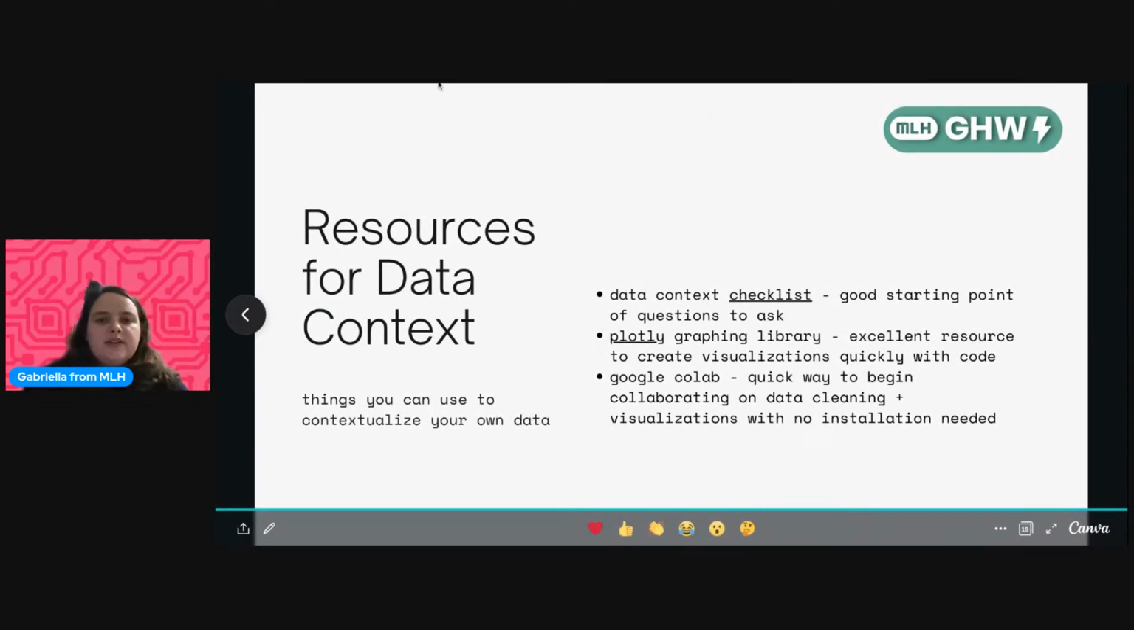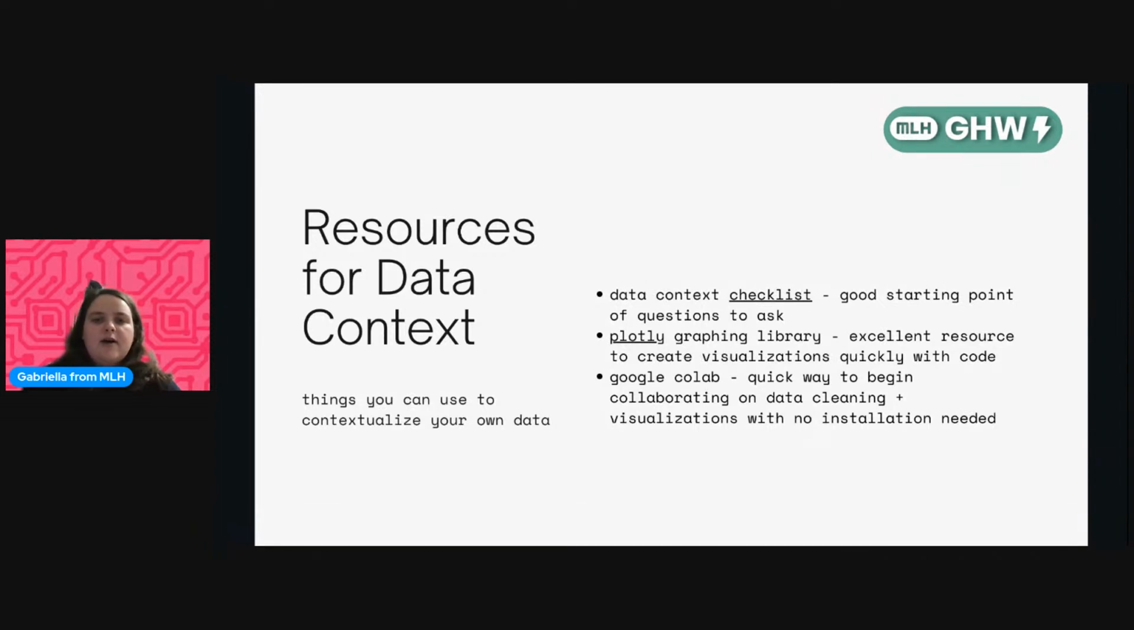Some more resources for data contextualization. Back when I worked at the journalism lab, I created a data context checklist, which is a good starting point with a lot of questions to ask and things to consider when creating your data presentation or data visualizations.